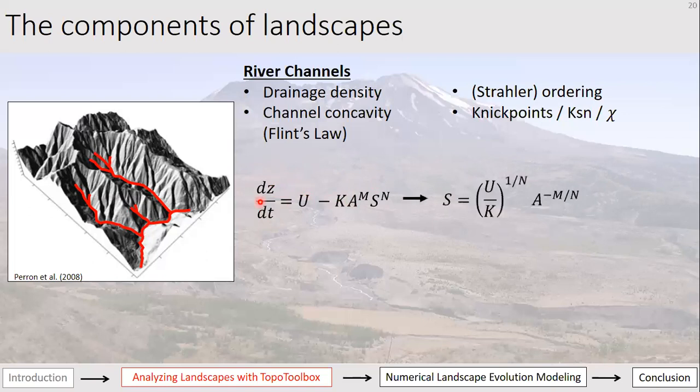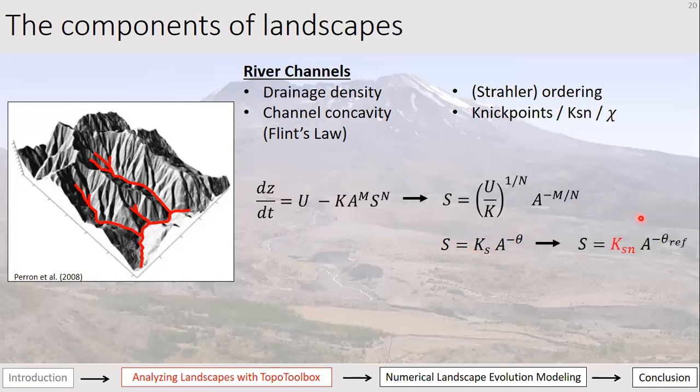And from that, we can rearrange the equation in this form, with slope on the left and drainage area on the right, as well as this coefficient between uplift and erodibility raised to 1 over n. You might recognize that this is very similar to Flint's law from the previous slide. And this is essentially how we can quantify nick points.